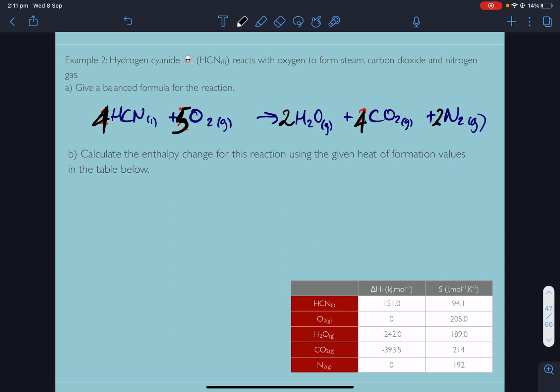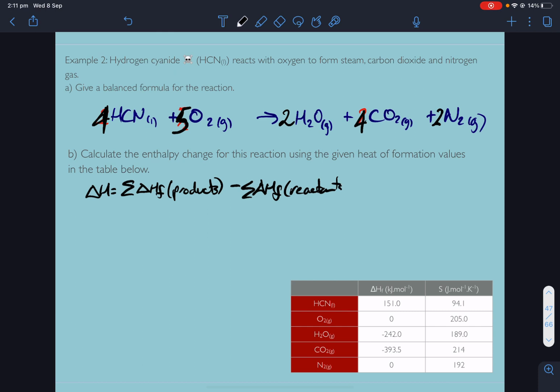All right. Calculate the enthalpy change for this reaction given the heat of formation values in the table below. Okay, so my enthalpy equals the sum of the heat of formation of the products minus the sum of the heat of formation of the reactants. We did this last chapter. Go back and take a look if you're stuck.